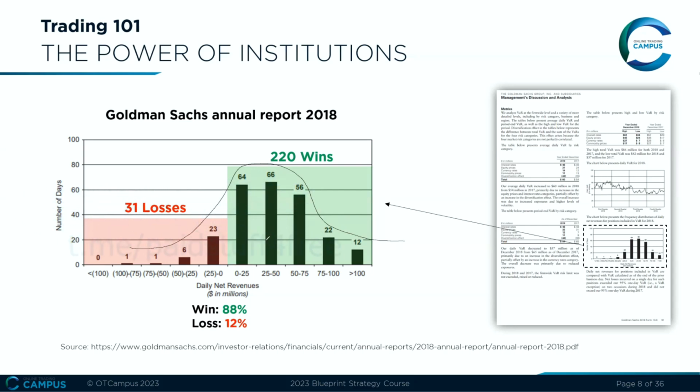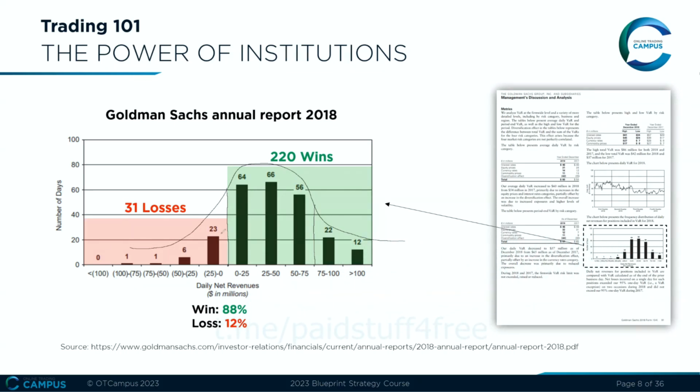Now, this bell curve indicates the normal distribution of their trades, right? So you can see that's the normal distribution of their trades. You can see that normally, statistically speaking, they are doing extremely well. Most of their trading days end with positive daily net revenues. In fact, they have 220 wins in the year of 2018, and they have only 31 losses in the year of 2018.